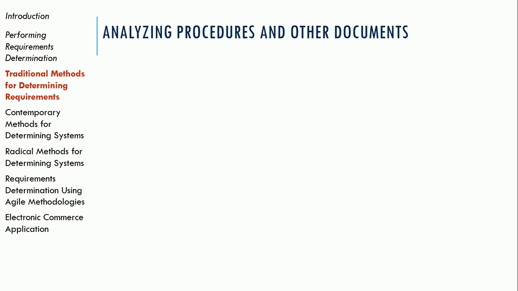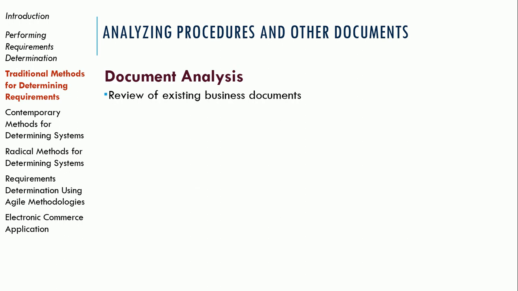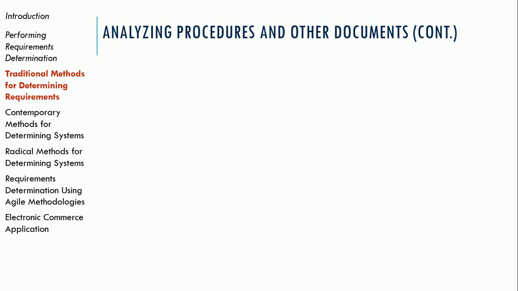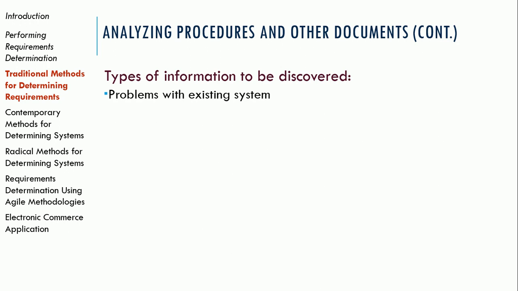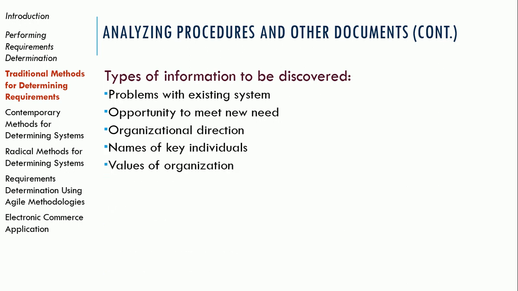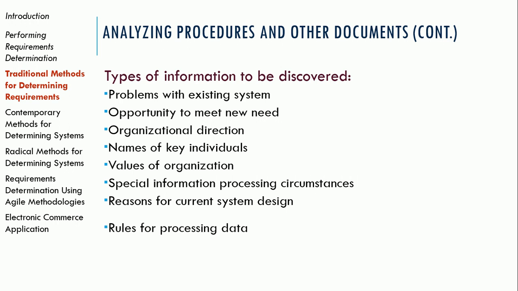All right, so the other option we have for gathering information is going to be looking at artifacts. So document analysis is what your book calls this, where you can review existing business documents. It can give you a historical or formal view of the system requirements, how it was designed in the past or how it's intended to work. So types of information that could be discovered is problems with the existing systems, opportunities to meet new needs, organizational direction. Names of key individuals will certainly be drummed up here, and values of the organization, right? Special information processing circumstances, reasons for the current system design, and various rules for processing data.